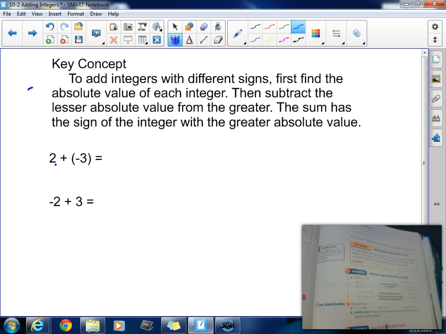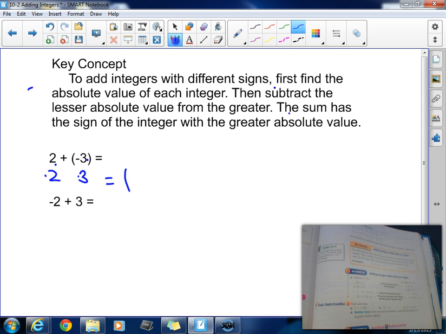So the absolute value of this number would be 2. The absolute value of this would be 3. Okay? So I found the absolute value of each integer, so that's the first step. Second step, then, subtract the lesser absolute value from the greater. So here the lesser absolute value is 2, the greater is 3, so 3 minus 2 equals 1. So I just subtracted the lesser value from the greater.